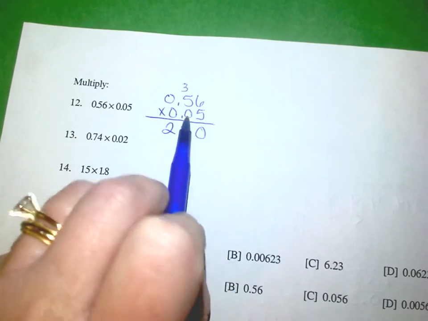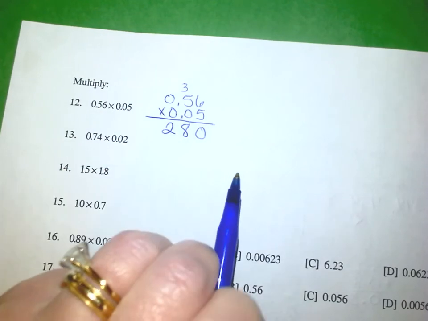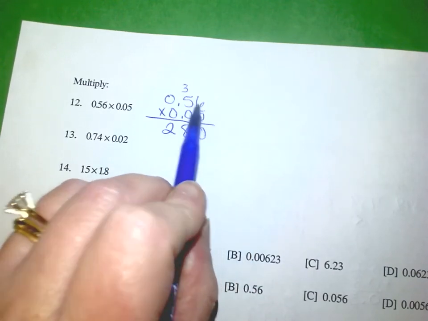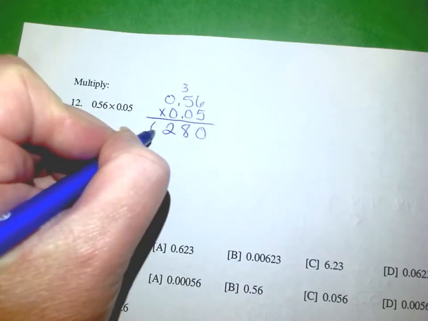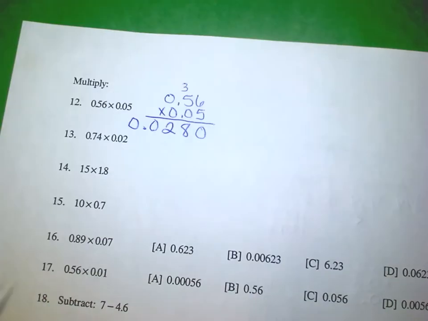It is unnecessary to go through the process with the 2 zeros, because at this point, you just count the numbers behind the decimal, 1, 2, 3, 4, and make sure your answer has 4 digits behind the decimal. And that's the final answer.